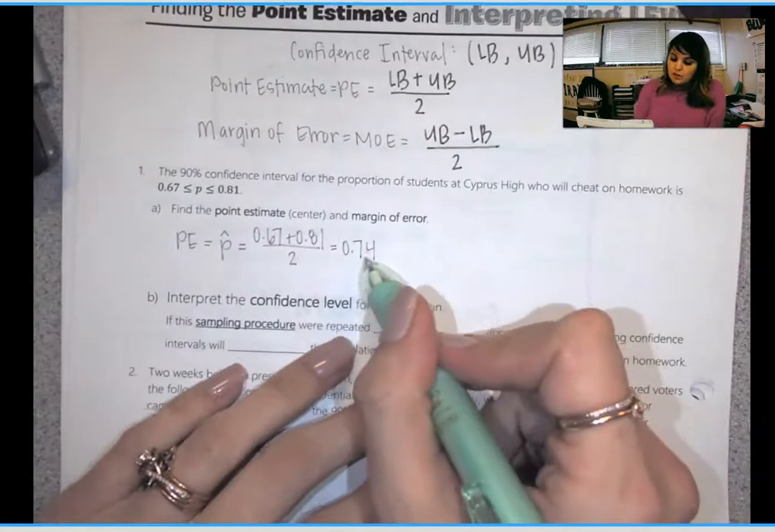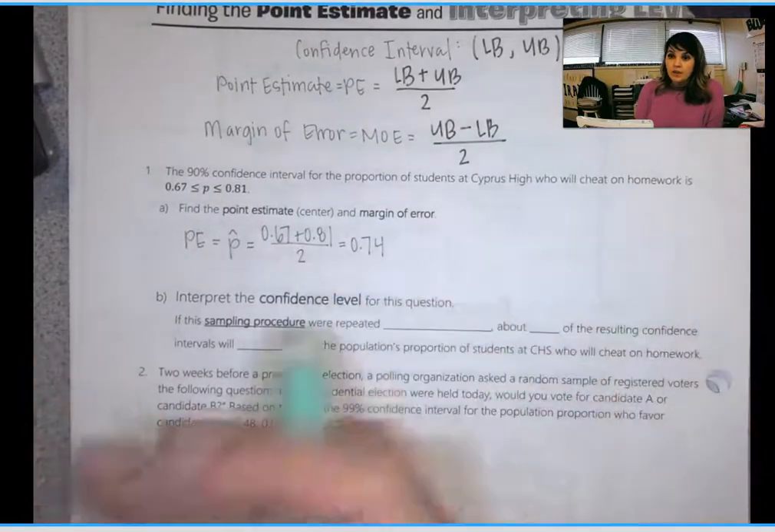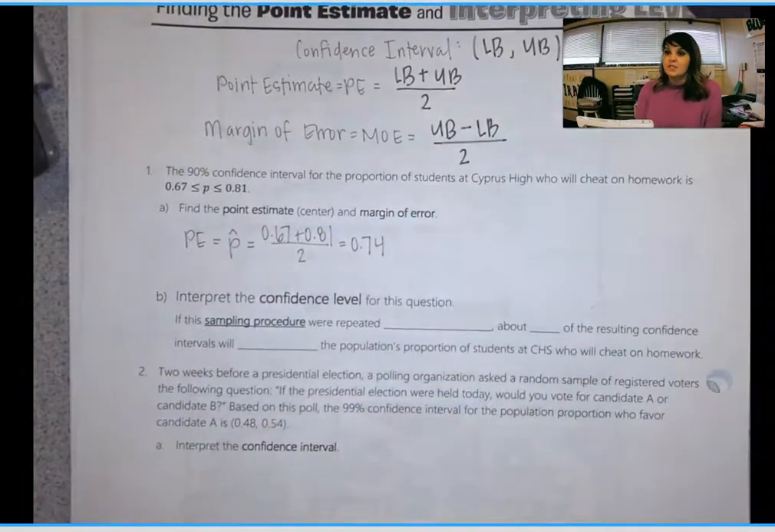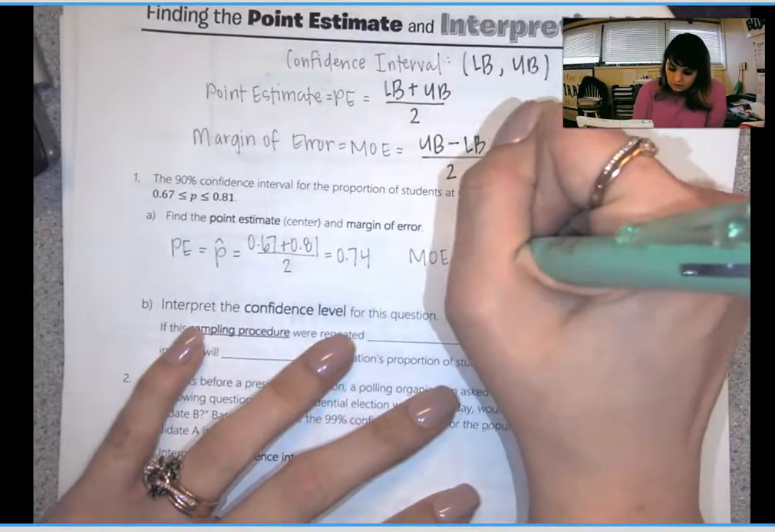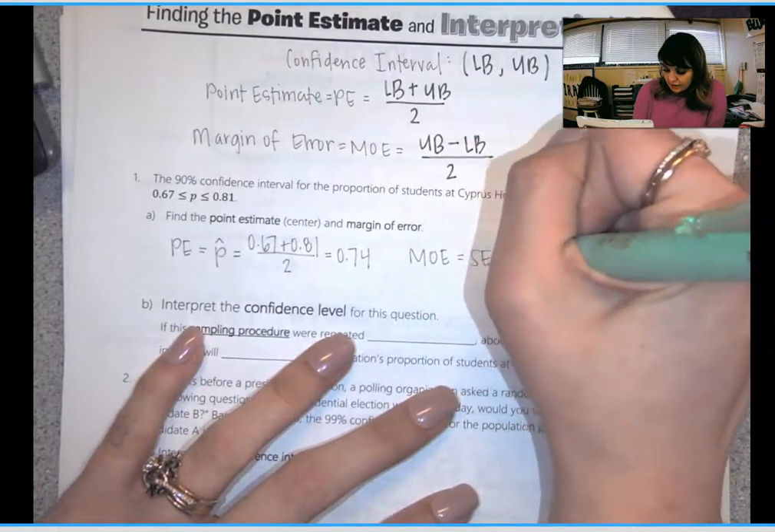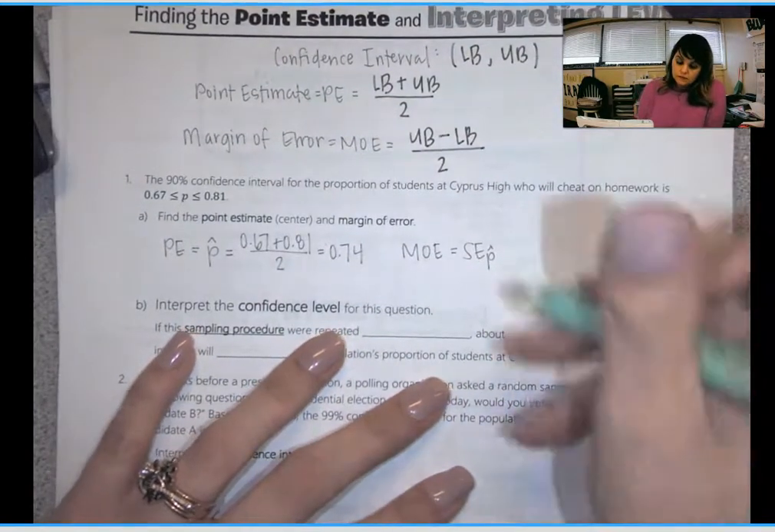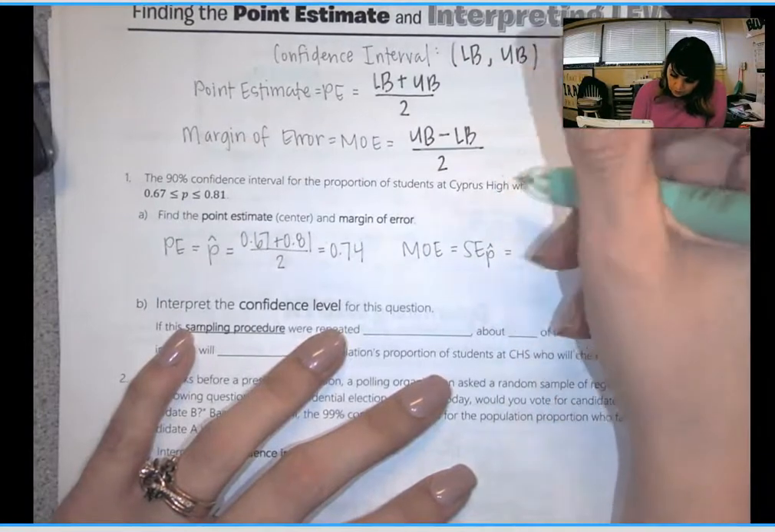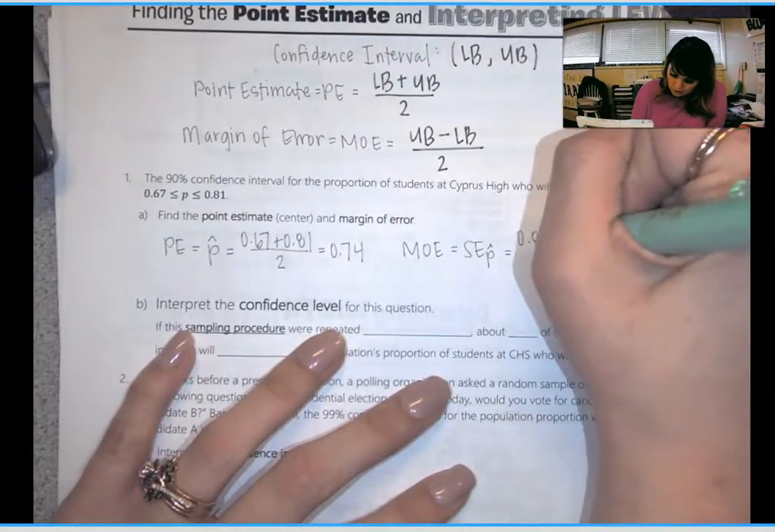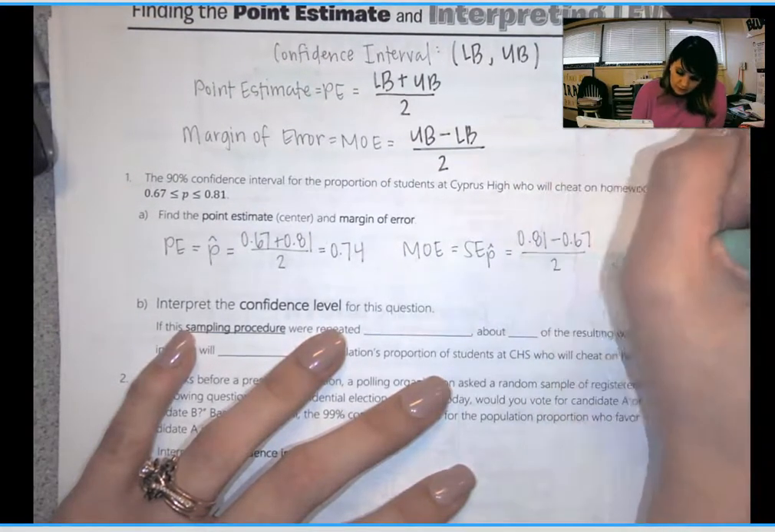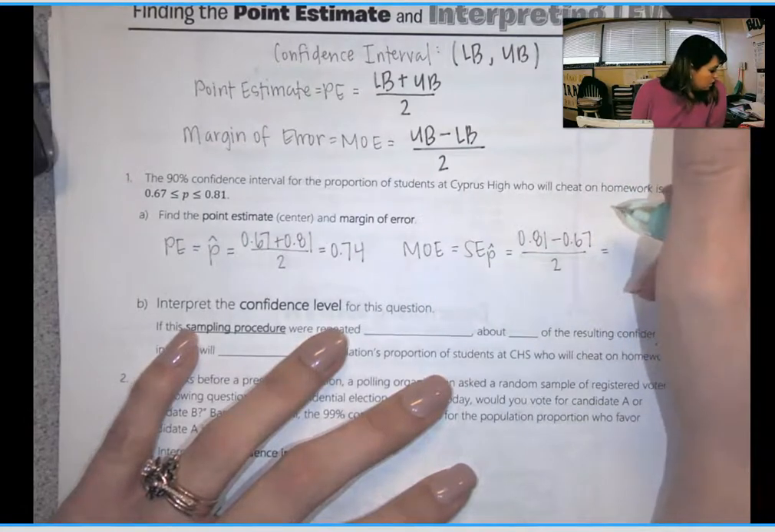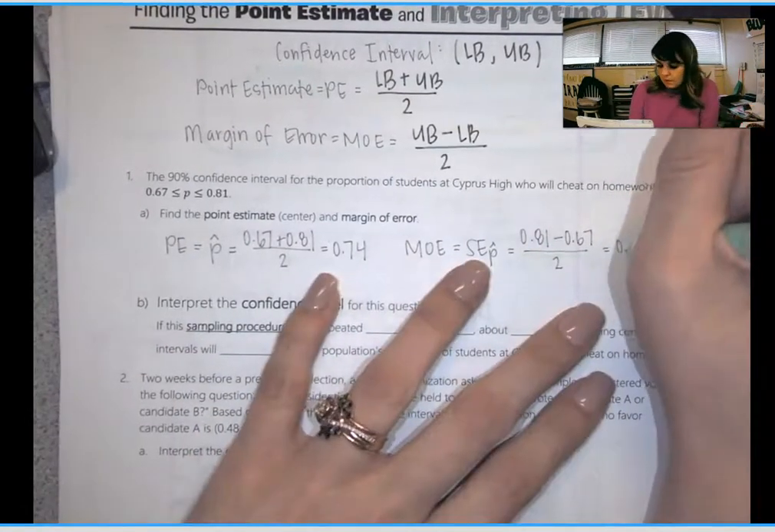Okay, well, what's our margin of error? What is our margin of error, or what is our, in this case, what's our 2 sigmas? Or our 1.5 sigmas, or whatever it may be. Well, to find our margin of error, which is our standard error of p hat, we would do 0.81 subtract 0.67 divided by 2. This gives you 0.07.